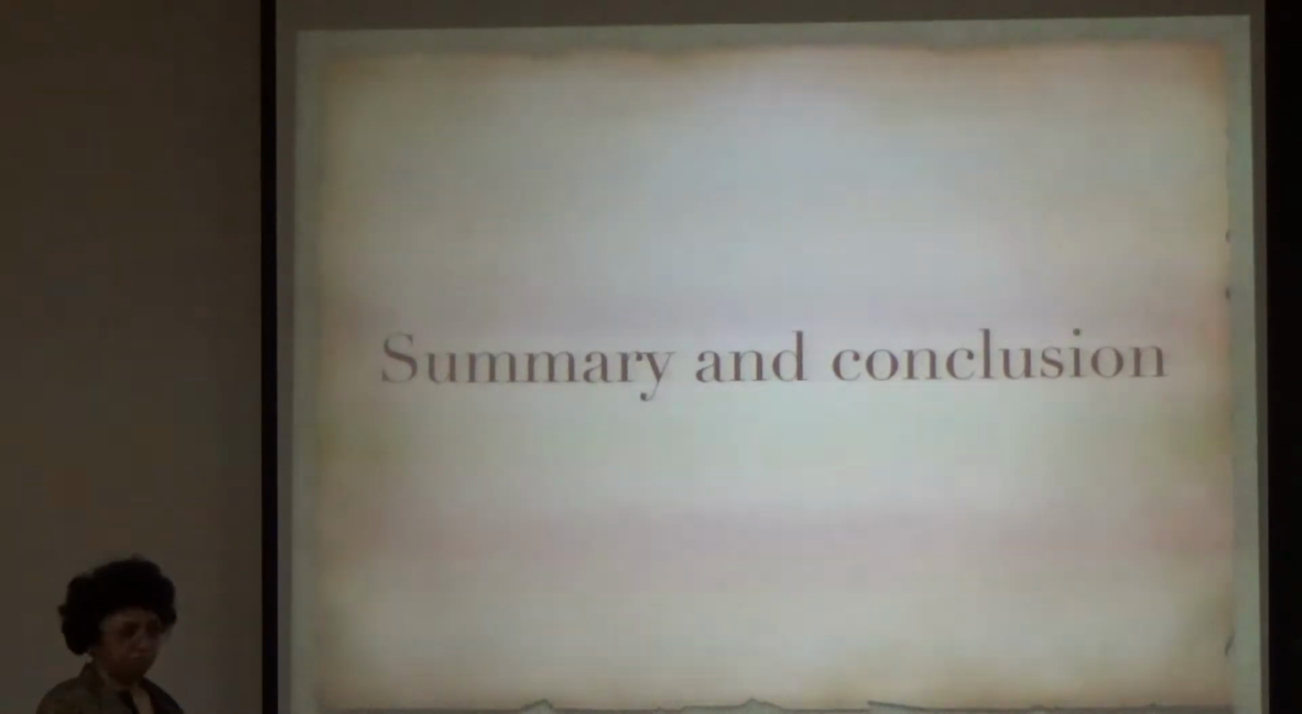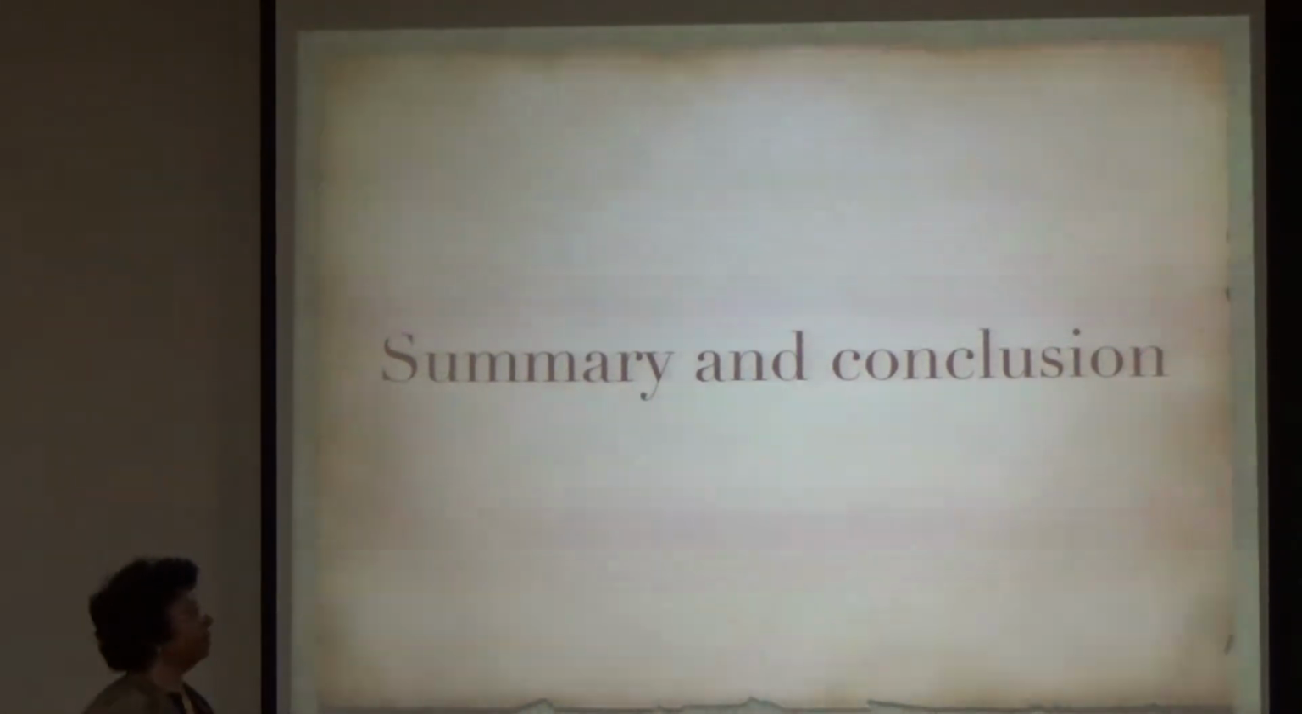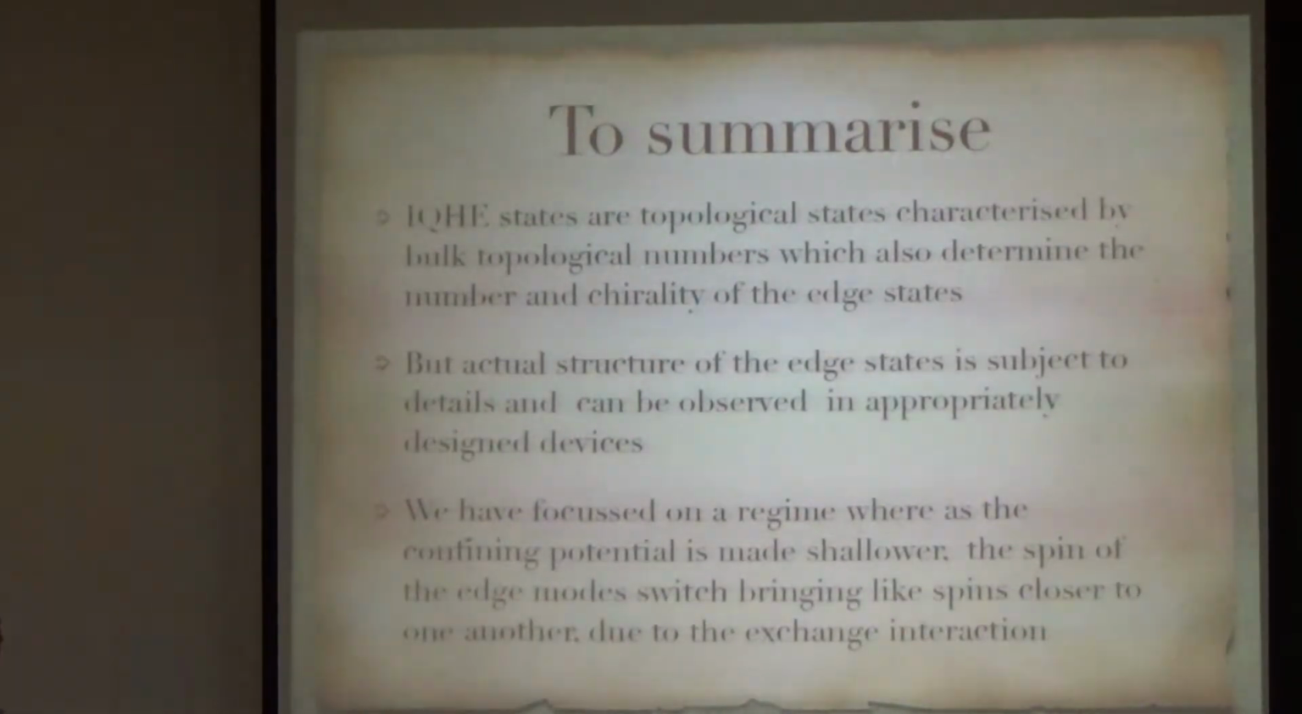I will now try to summarize what I have said and conclude. What I emphasized was that integer quantum Hall effect states are topological states characterized by bulk topological numbers, which also determine the number and chirality of the edge states. But the actual structure of the edge states is subject to details and can be observed in appropriately designed devices. So we have focused on a regime where, as the confining potential is made shallower, the spin of the edge modes switch, bringing like spins closer to one another due to the exchange interaction.